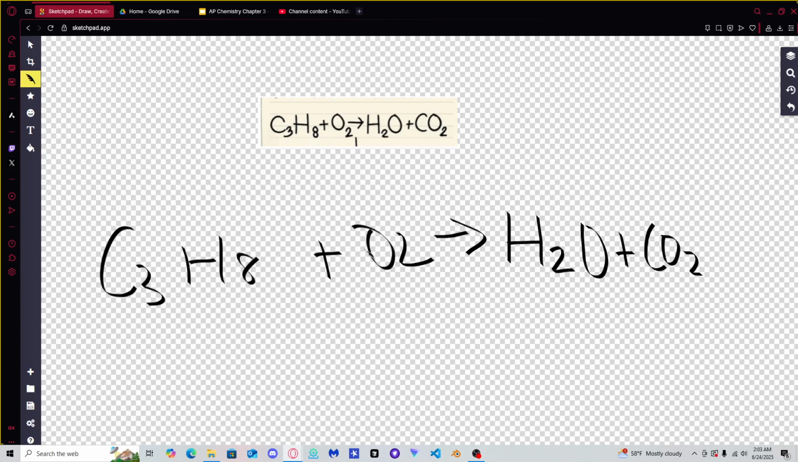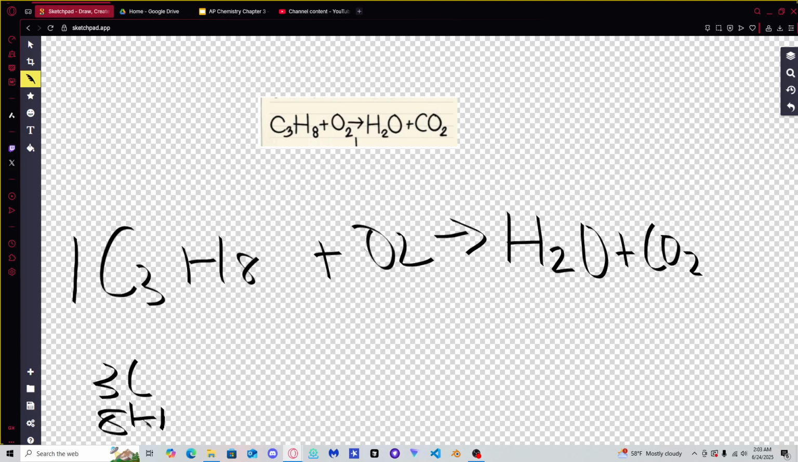So first, let's deal with the most complicated molecule, and it's going to be C3H8 here. You can argue that it's H2O or CO2, but for me, this looks the most complicated. So first, you're going to set this as 1. Now it's important to note that we have 3 carbons here and 8 hydrogens here.